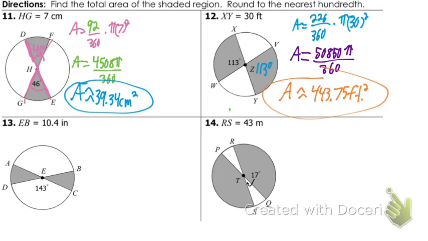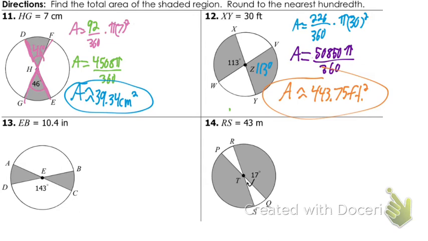13 and 14 are almost identical. The only difference is that on 13 and 14, you're not told the actual angle of the shaded region again. You're told a different central angle. But we can find it using linear pairs. Both these problems feature that.